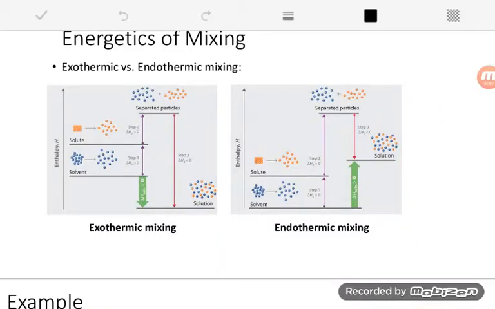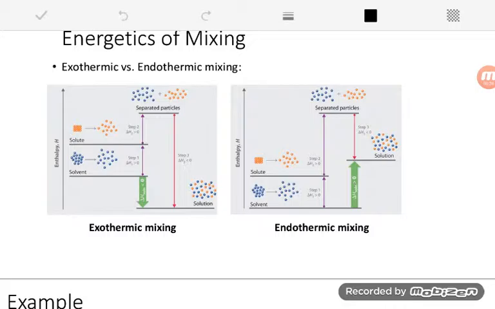Let's talk for a minute about the energetics of mixing. We may have noticed sometimes that when you mix two things together, the solution either becomes warmer or cooler. And these are examples of either exothermic mixing, where the solution becomes warmer, or endothermic mixing, where the solution becomes cooler. The reason we see this temperature change is because when we mix together two substances, there's 3 steps involved in this process.